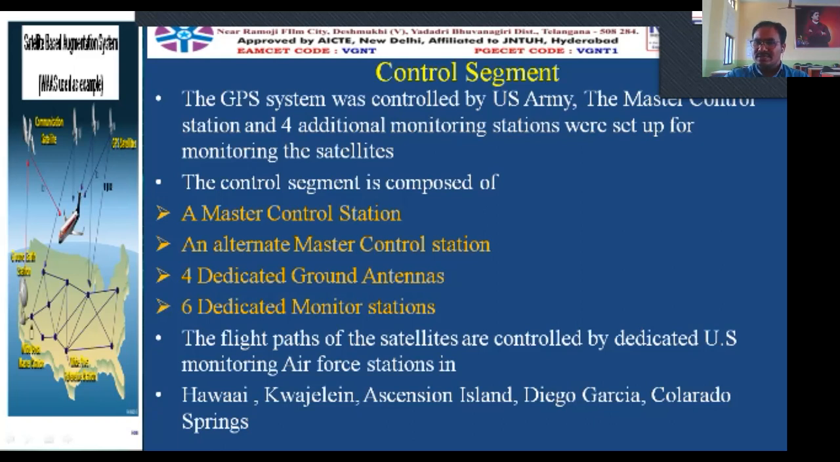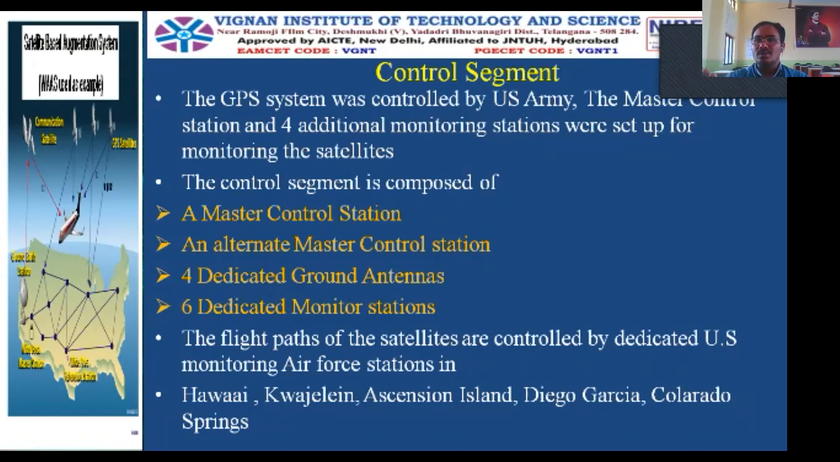So it was controlled by the US Army because the GPS system itself was designed for US military purposes by the Department of Defense. And the master control station and 4 additional monitoring stations were set up for monitoring the satellites. So in the GPS constellation, there are 24 satellites. To control them, 1 master control station. And for the monitoring purpose, there are 4 additional monitoring stations.